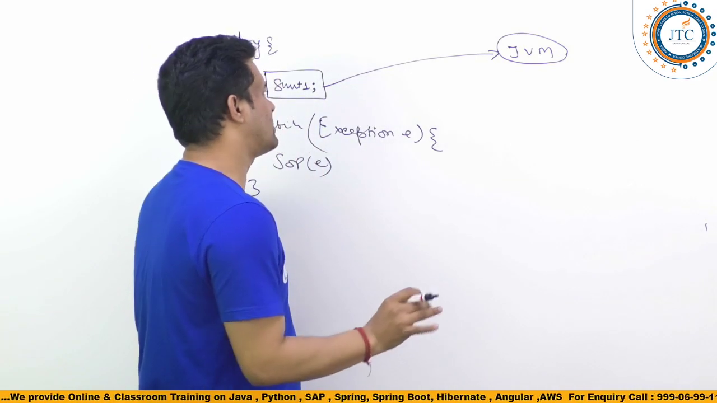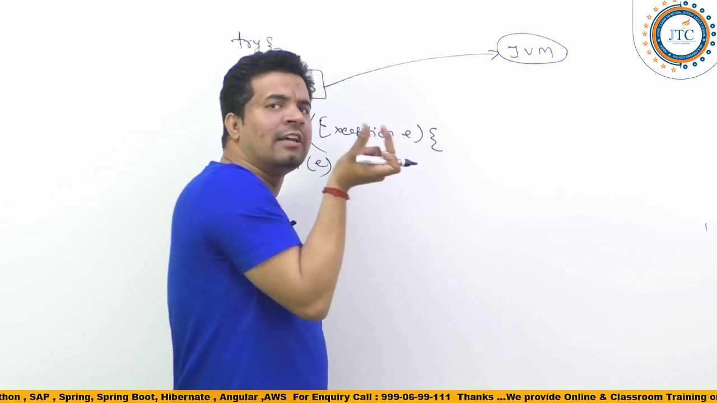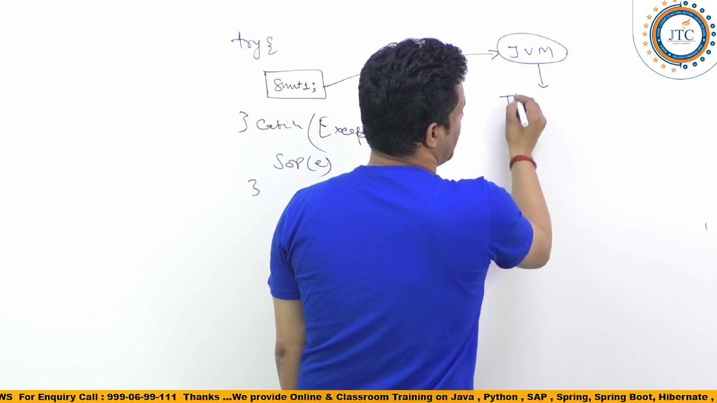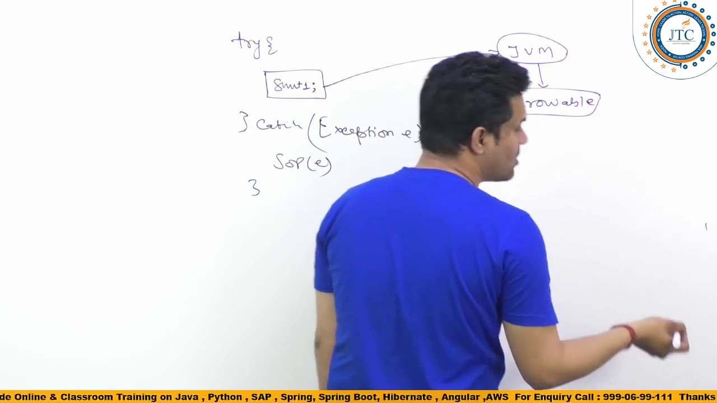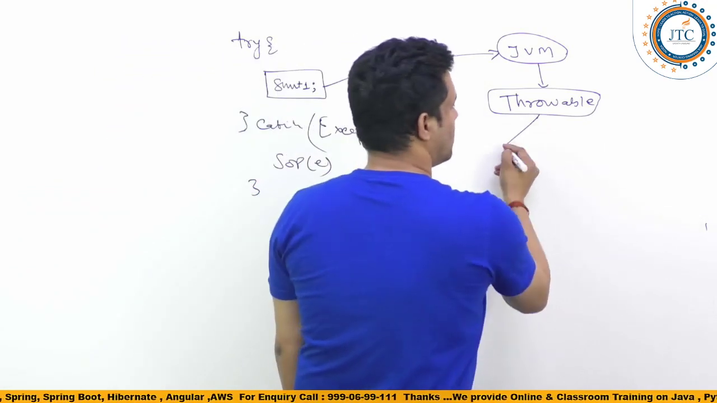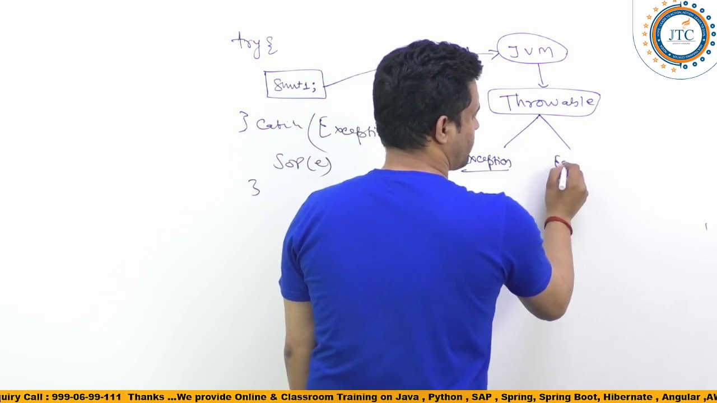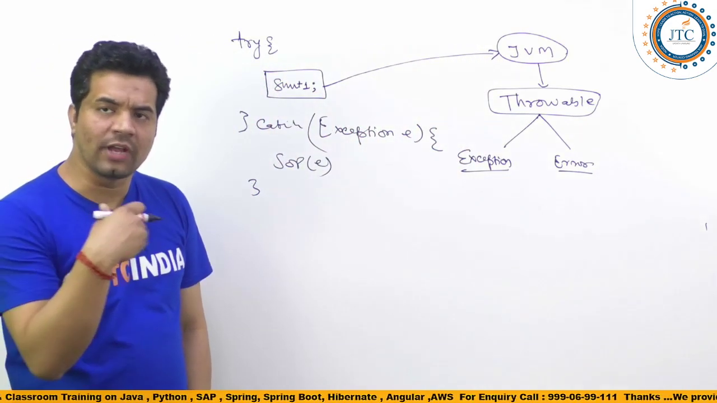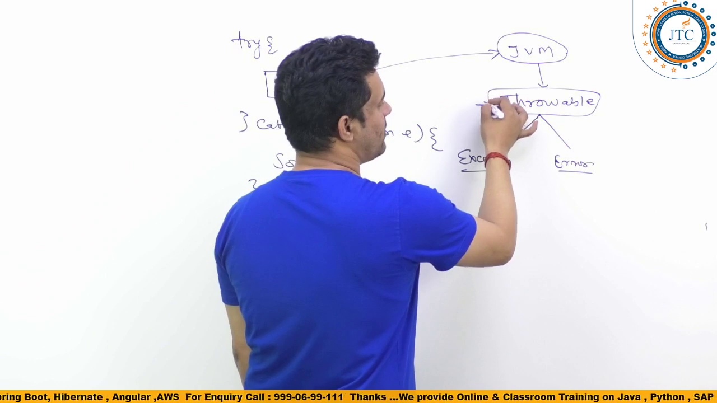Now when it's been transferred to the JVM, the JVM will take this problem and try to identify what sort of problem it is. Then it will pass it to the Throwable. Why? Because Throwable itself is the superclass for all the exceptions and errors. So any problem that comes is going to be here, right?